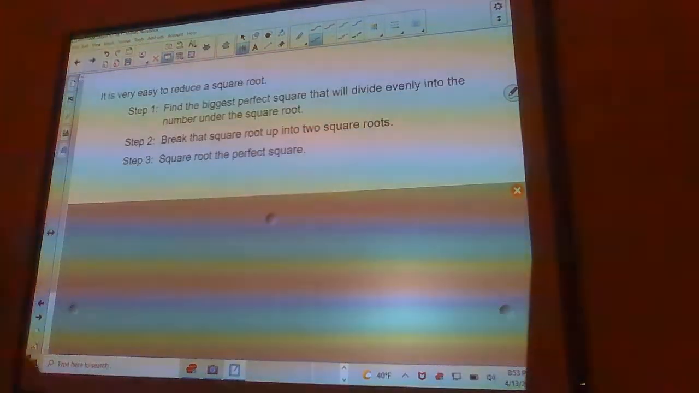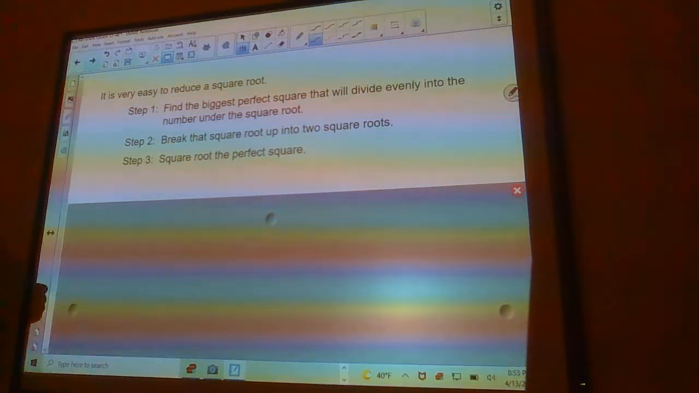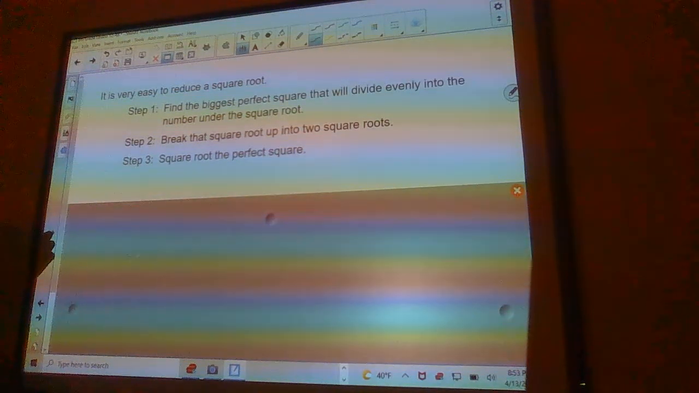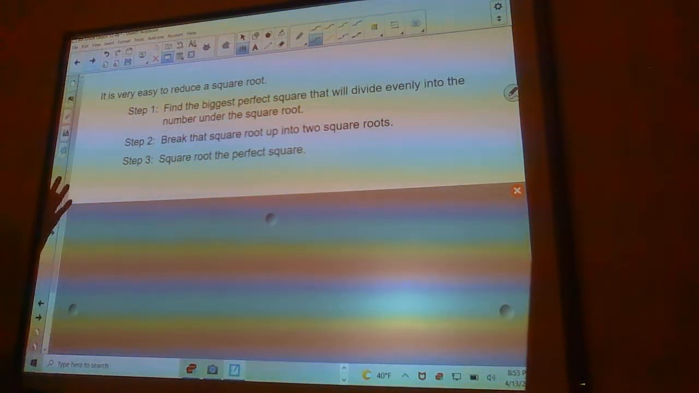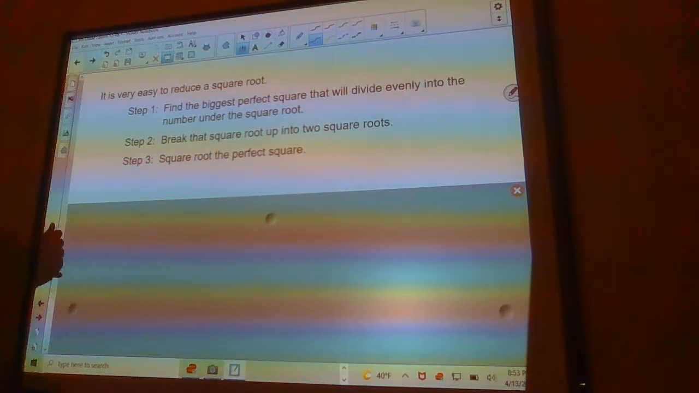All right. It's easy to reduce a square root. Step one is you find the biggest perfect square that will divide evenly into the number that's under the square root. Then what we're going to do is we're going to divide that in there, and we're going to break that square root up into 2 square roots. And then we're going to square root the perfect square.